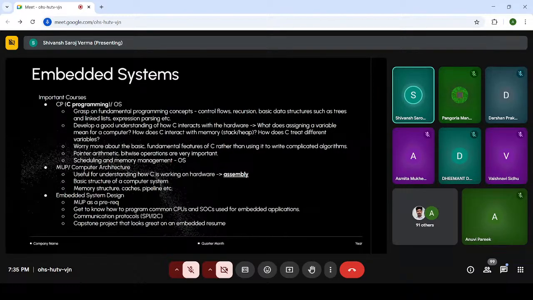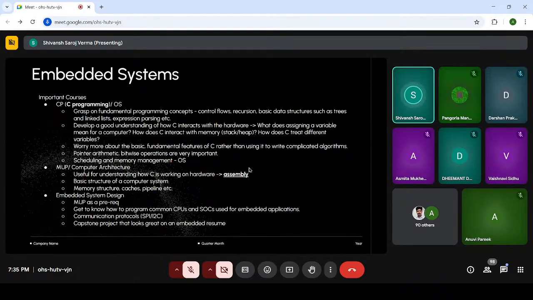Yeah, and OS, I realize a lot of you haven't done in the second year. So I've just left these two topics, scheduling and memory management, as something that you should know about, like what they are and how C comes into the picture. I think a quick YouTube video search of whatever you find approachable is good. MUPI and computer architecture is useful only for understanding how C is behaving with hardware.